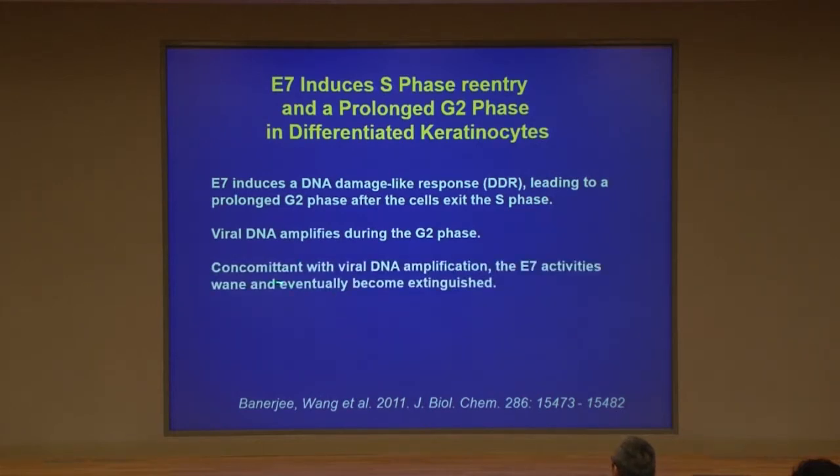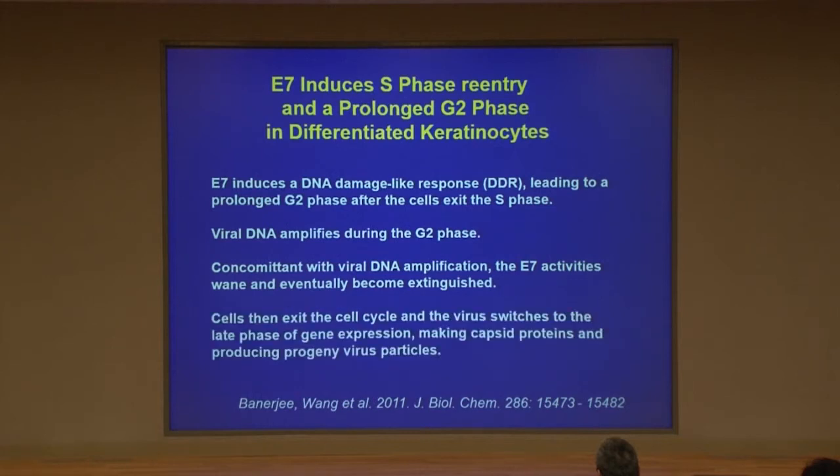And also, very interestingly, we found that as the viral DNA amplifies, the E7 activity actually goes down, eventually becomes extinguished and stops. Why does it do that? We know this because p130 comes back. I'm not going to show you the data. It's all published. When the E7 activity goes away, of course p130 comes back, the cell exits the cell cycle, and the virus switches to the late phase. Now it's time to make the capsid protein to package the progeny virus.